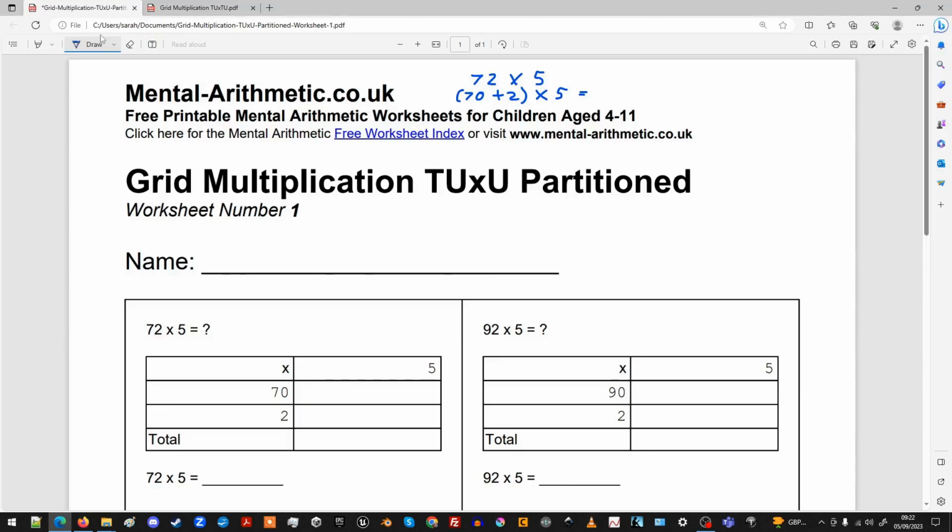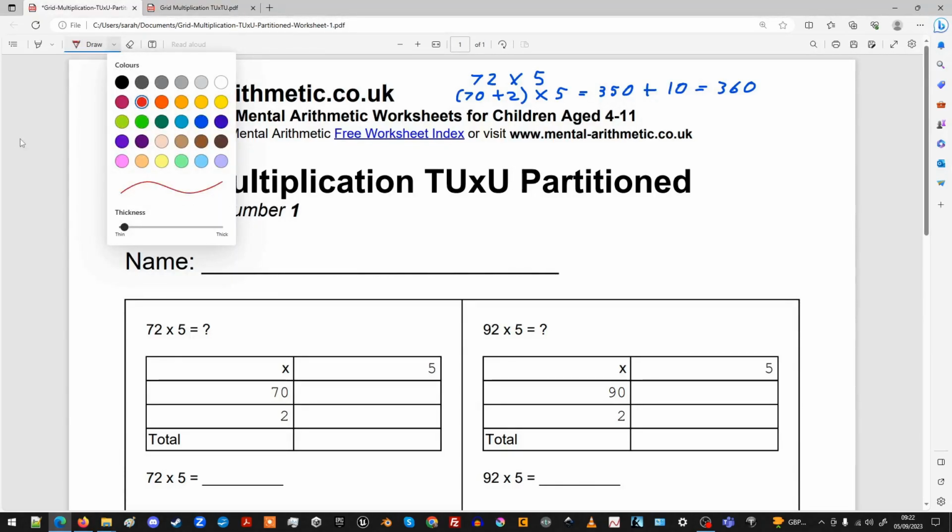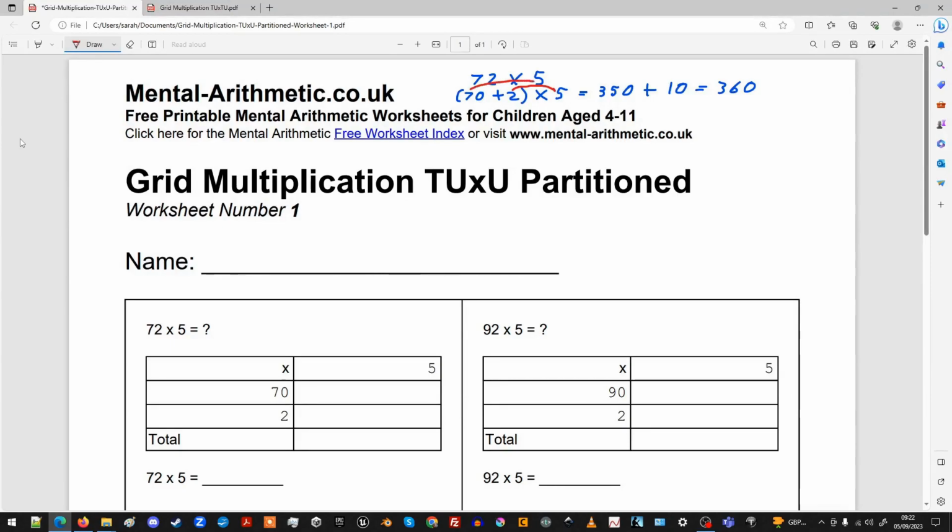70 times 5 is 350, and 2 times 5 is 10. You add those together and get 360. But instead of doing it as brackets like this, and sometimes they would draw little lines showing which bits multiply which bits, what they do is they write it in a grid form and multiply each bit out and then add all those bits together.